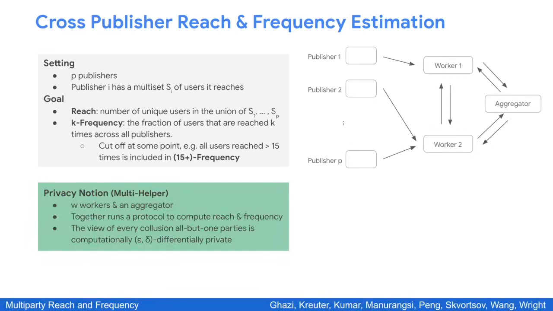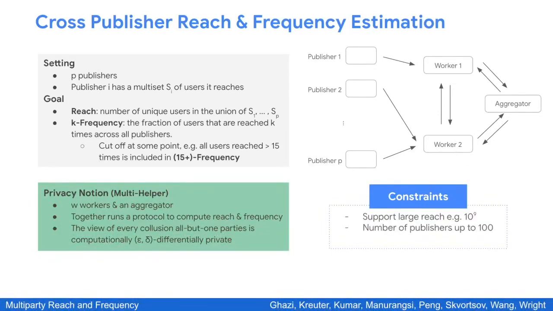But before that, let me mention that as our title suggests, our protocol should be practical and scalable. And this means that we would like to be able to support many users, up to as many as a billion users in the reach. We would also like to be able to support many publishers, up to 100. And we would also like to have a small communication overhead in running this secure protocol.